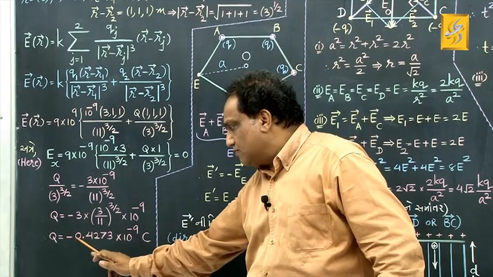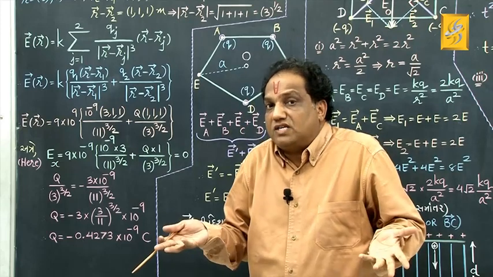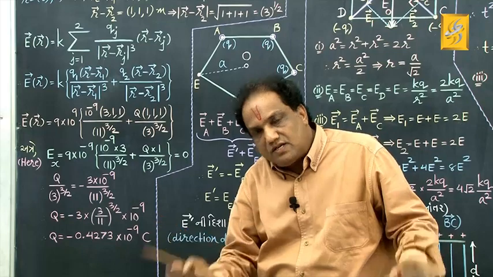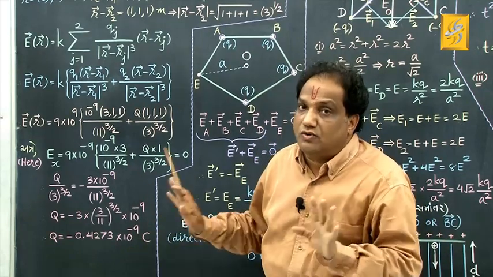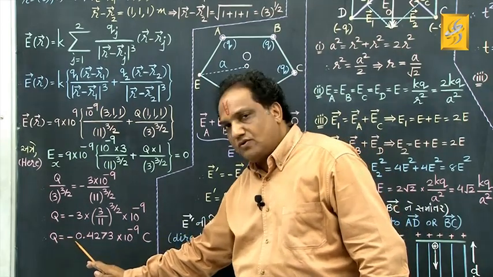So, at that time the charge is minus 0.4273 nano coulomb. But they have not asked for the value of charge in nano coulomb, simply they have asked the value of charge. So, you may retain the SI unit coulomb as it is, okay, fine. So, this is the final answer, okay.